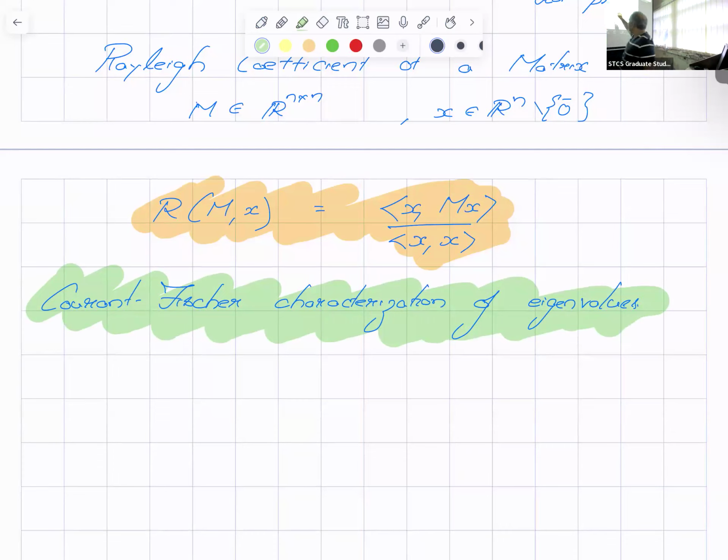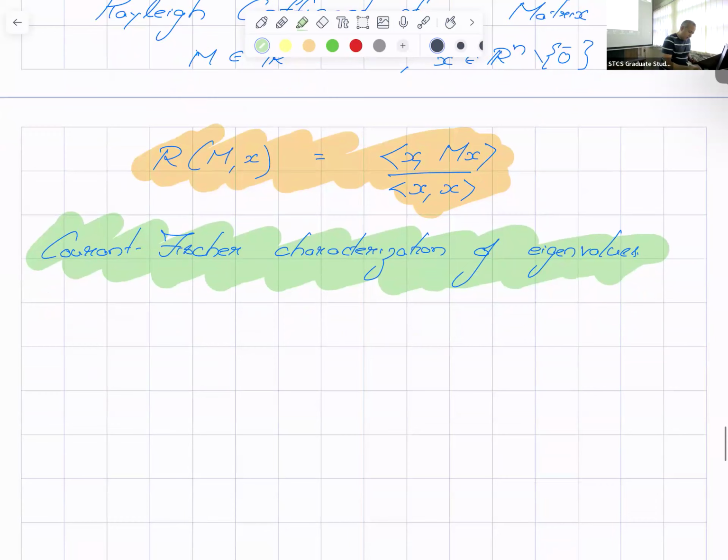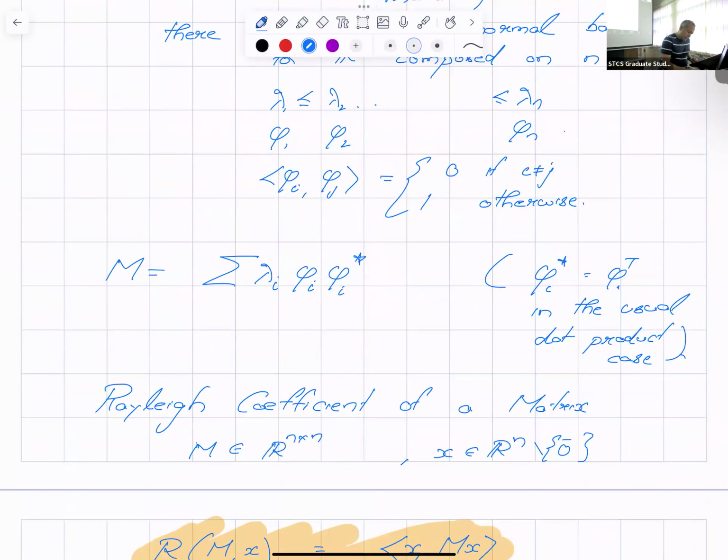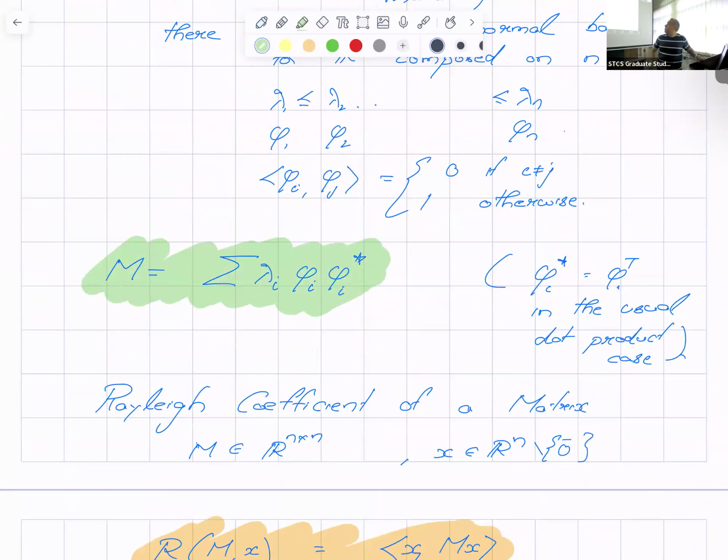Now, because we know we have an orthonormal basis, what can the minimum of this be? It will be the smallest eigenvalue. Why is that? Let us see. I don't know how much linear algebra you have done. Are you comfortable with why this is the case? What does this tell you?